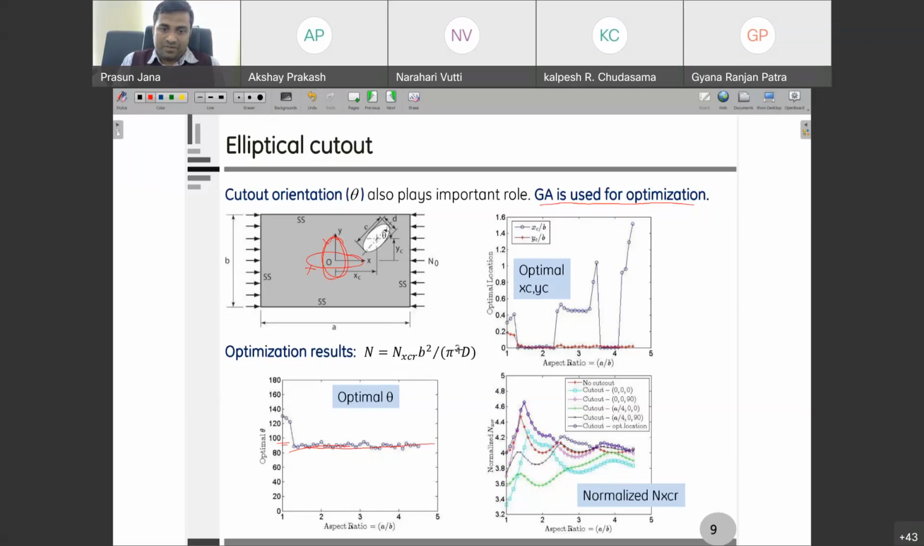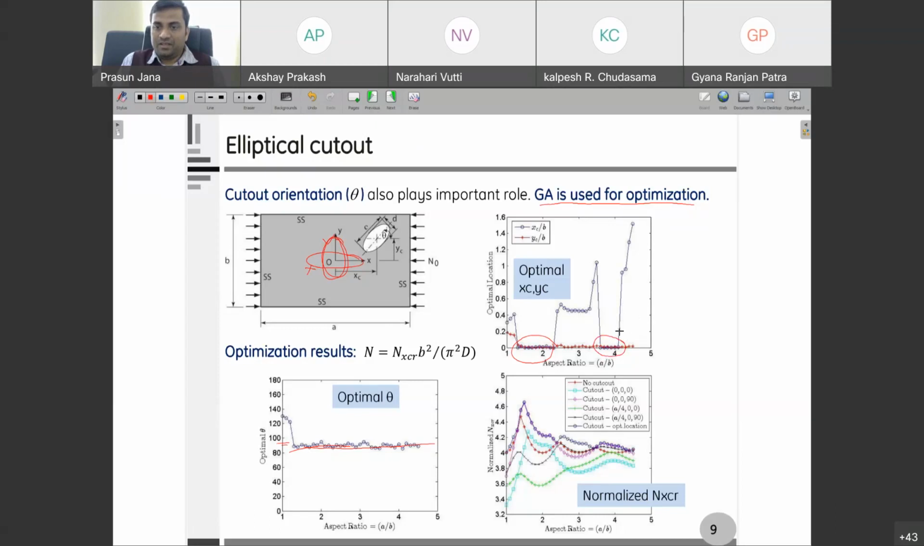So this is one observation, and for the optimal locations XC, YC you can also see there are certain changes compared to the earlier case. It is remaining at the center, XC equal to 0, and then going away from the center, and again it is coming back to the center at certain positions.